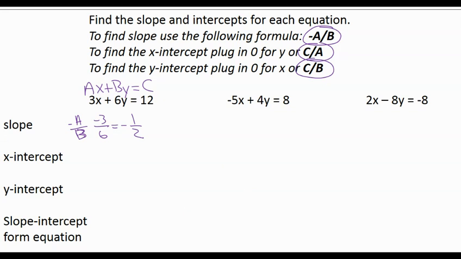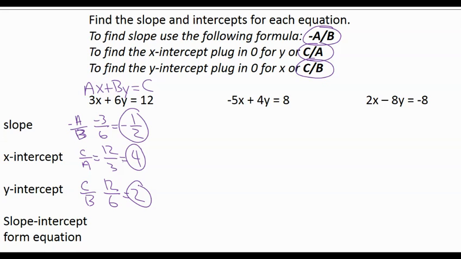So now the x-intercept is c over a. So that would be, c over a would be c is 12, a is 3. So 12 over 3 is 4. So my x-intercept is 4. My y-intercept, a little more important than the x-intercept. C over b, that would be 12 divided by 6, which is 2. So we get a y-intercept of 2.